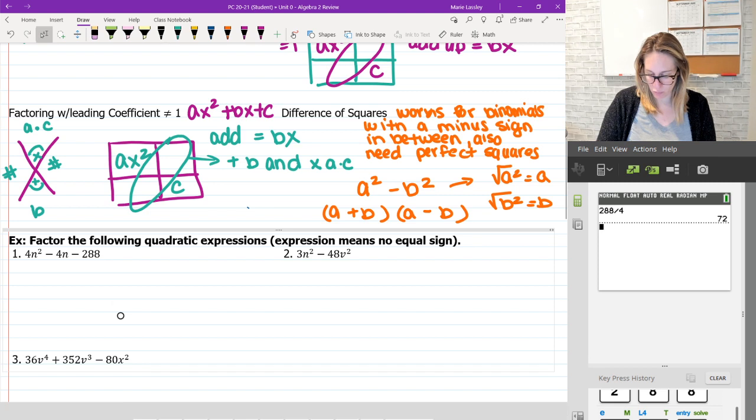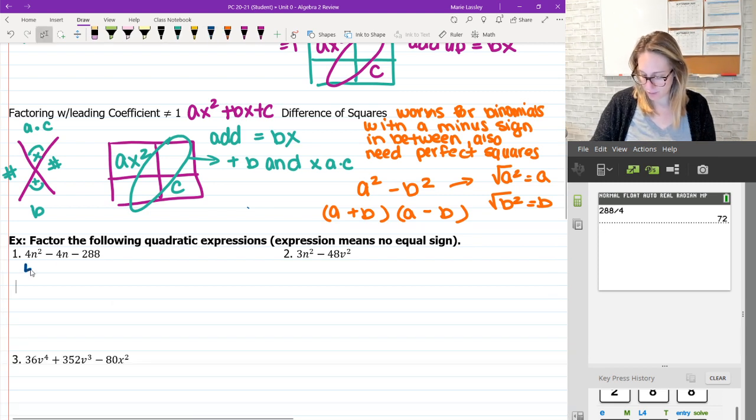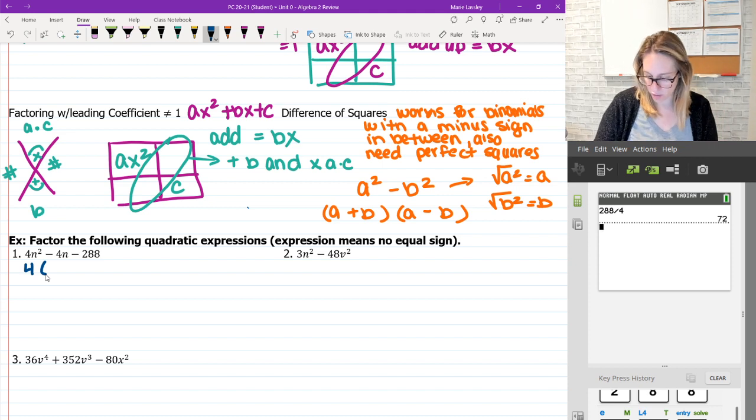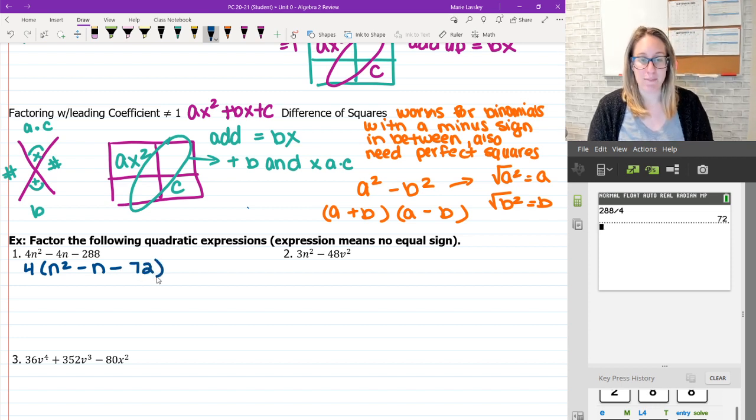So first I'm going to rewrite it. I'm pulling a 4 out from everything, so I'm going to be left with n squared minus n minus 72, because I just divided everything by 4. Now that 4 doesn't go away, it does stay out front, because remember, if we were to distribute the 4 back in, we should always come back to what we originally started with.